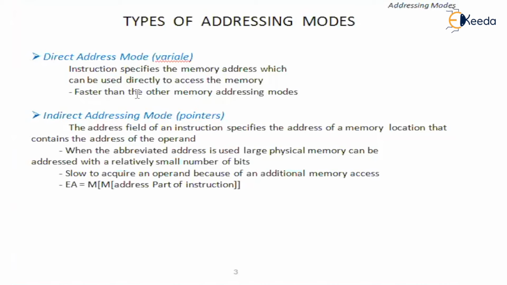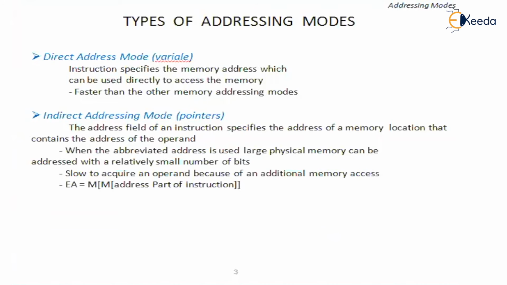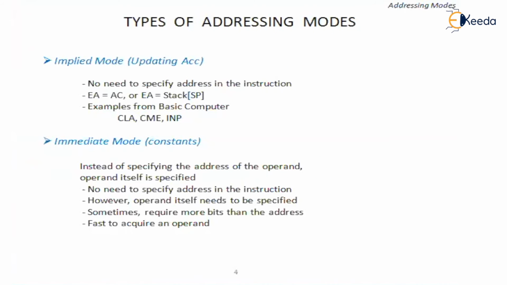I'm not going to talk more about this because direct addressing mode, the address part of the instruction is going to specify a direct address, and indirect addressing mode, it is going to specify an address in which there is another address. Let us not talk more about it, because in most of the previous sessions we discussed direct addressing mode and indirect addressing mode. Let us discuss the remaining addressing modes.